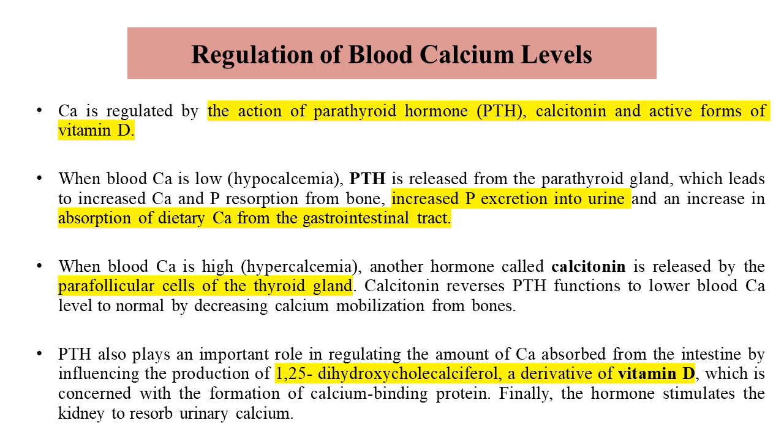When blood Ca is high, hypercalcemia, another hormone called calcitonin is released by the parafollicular cells of the thyroid gland. Calcitonin reverses PTH functions to lower blood Ca level to normal by decreasing calcium mobilization from bones. PTH also plays an important role in regulating the amount of Ca absorbed from the intestine by influencing the production of 1,25-dihydroxycholecalciferol, a derivative of vitamin D, which is concerned with the formation of calcium-binding protein. Finally, the hormone stimulates the kidney to resorb urinary calcium.